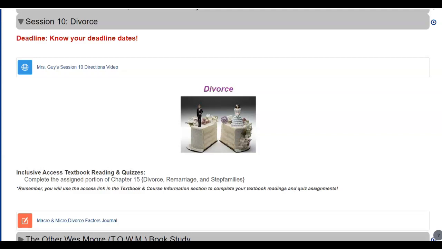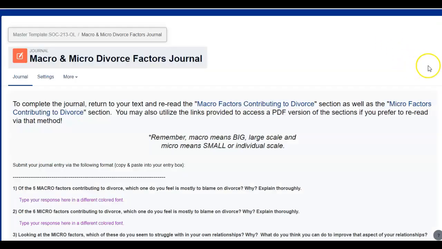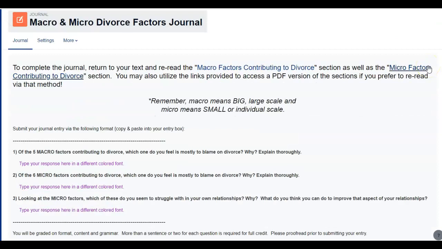After you read chapter 15 and answer those quiz questions, you are going to complete the macro and micro divorce factors journal. So this is going to ask you to go back into your text and reread the macro and micro factors contributing to divorce in the textbook.